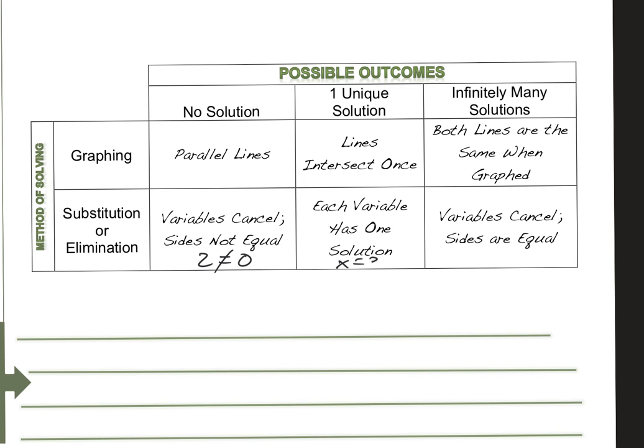This would be like x equals 3. Hey, that's good, that makes sense. And this would be like 3 equals 3, right? That doesn't give us any help.